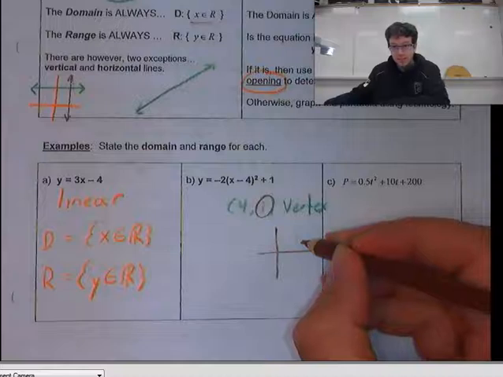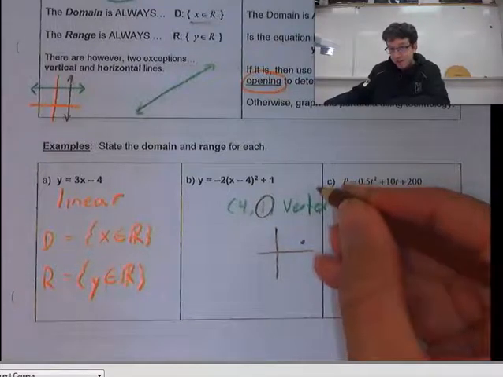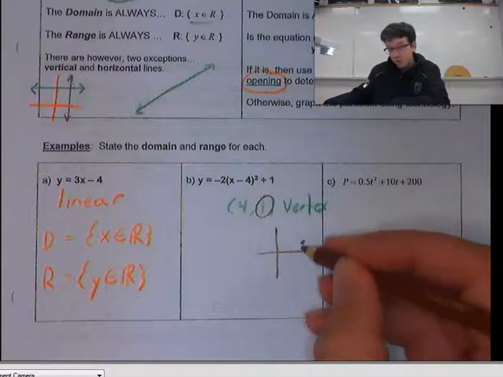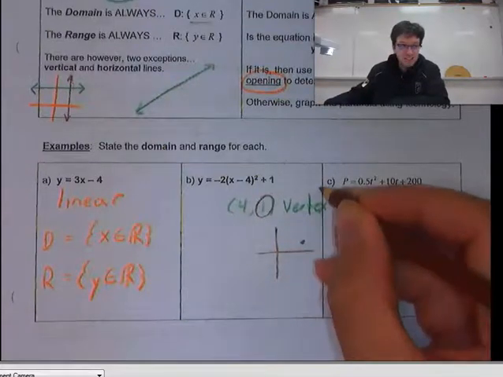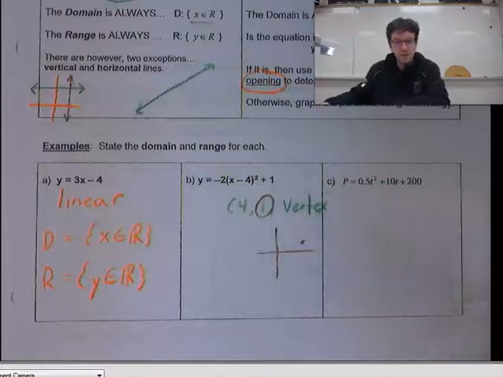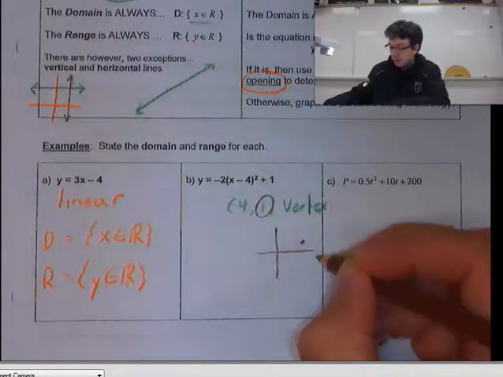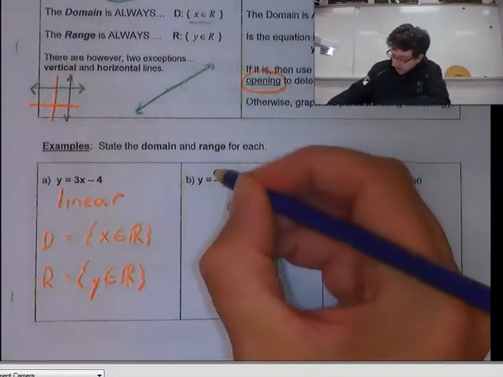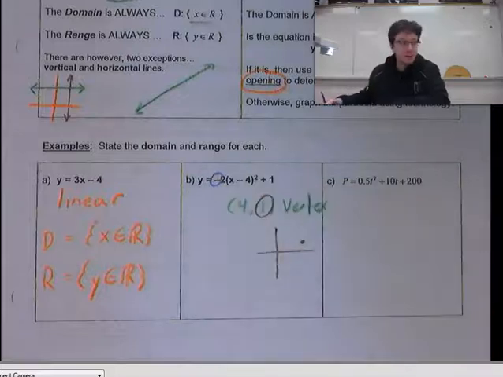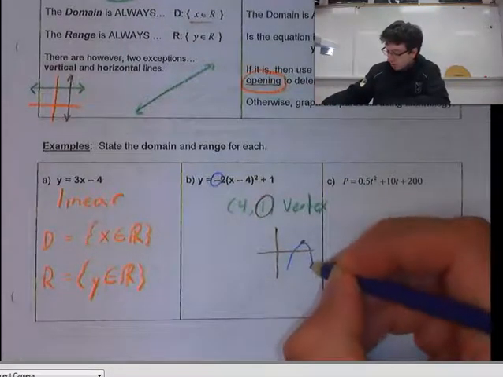But the question is, does it exist everywhere above that point as well, or everywhere below that point? You're not going to have both. You're not going to have a graph that does this, because that's a cubic. That's not a quadratic, and we're not going to be looking at those. It's either going to go up or it's going to go down. And you can determine that by looking at the sign on your a value. So because it's negative, it's actually going to open down.